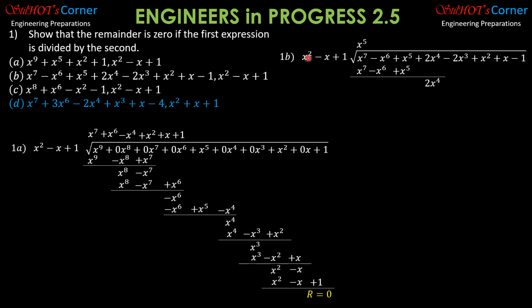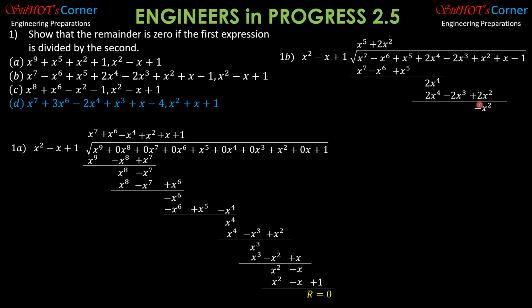2x to the 4th divided by x squared is positive 2x squared. 2x squared times x squared is 2x to the 4th. 2x squared times negative 2x cubed. 2x squared times 1, positive 2x squared. Subtract. So 2x to the 4th will be eliminated. Negative 2x cubed will be eliminated.